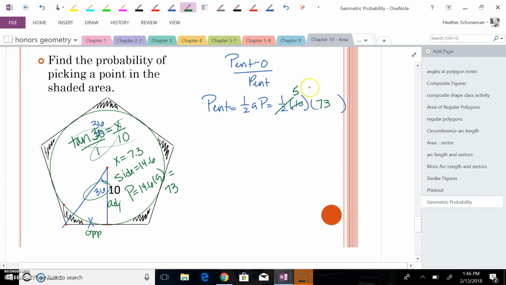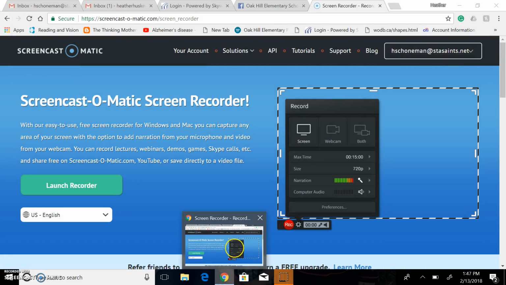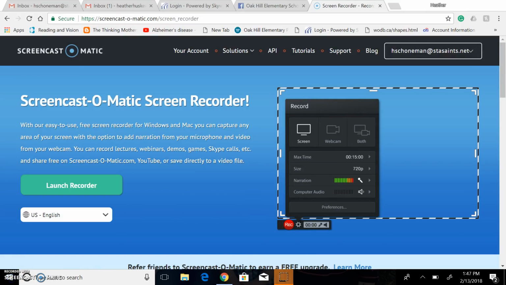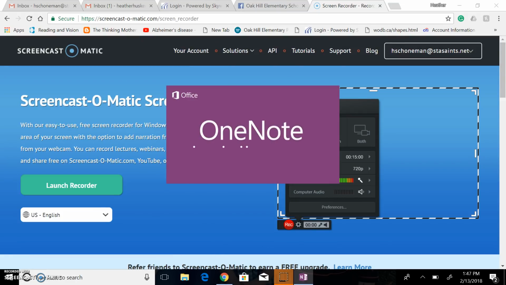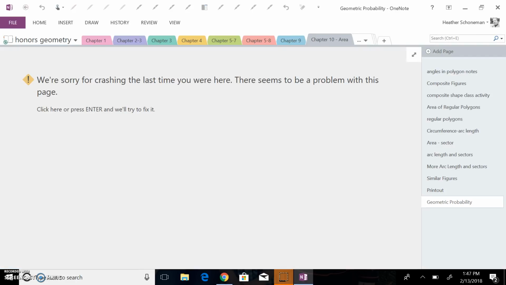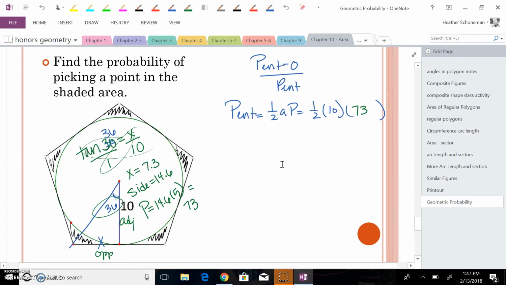So in here, half 10 is 5. So my area comes out to be, computer glitch, but let's keep going. Half of this is 5, so my area comes out to be 365.